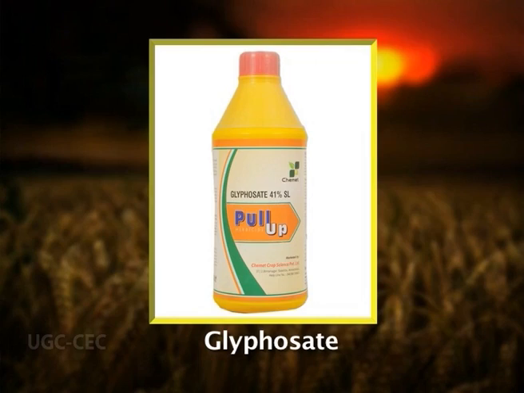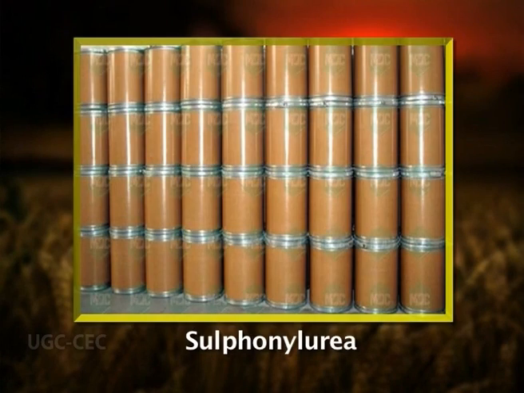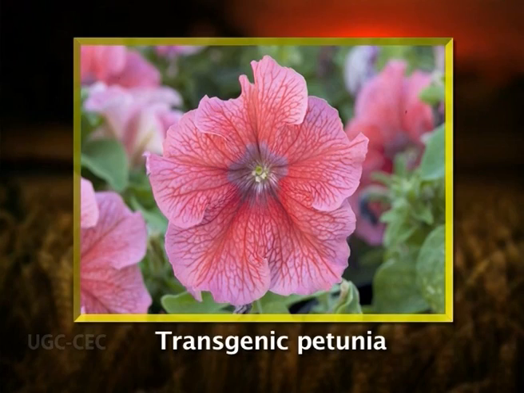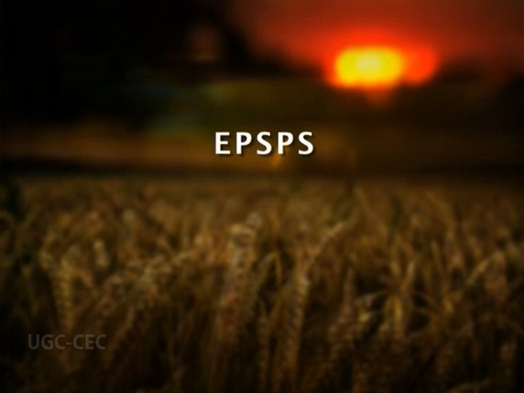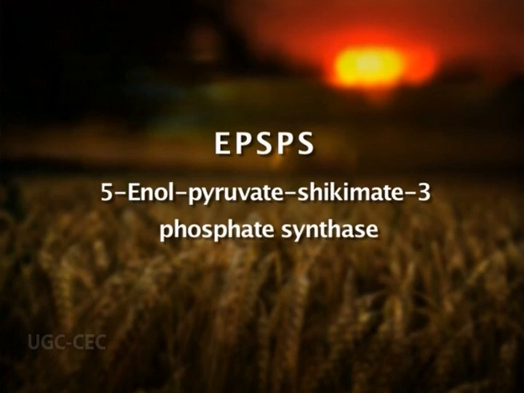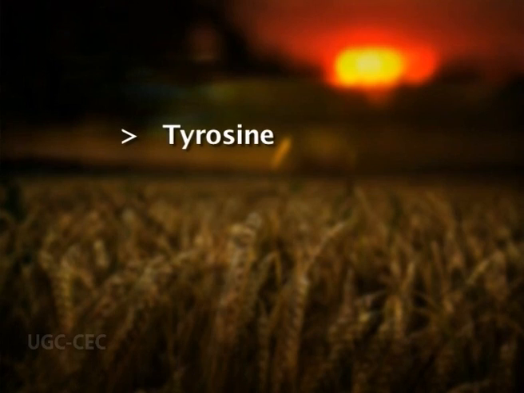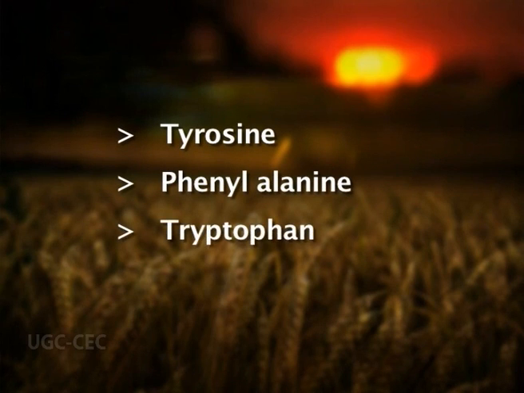Transgenic plants resistant to several herbicides like glyphosate, sulfonylurea, etc. have been successfully developed and are in commercial cultivation. Some successful examples are: number 1, the transgenic petunia plants resistant to herbicide glyphosate were developed by transfer of a gene EPSPS, known as 5-enolpyruvylshikimate 3-phosphate synthase, involved in the biosynthesis of aromatic amino acids like tyrosine, phenylalanine and tryptophan.